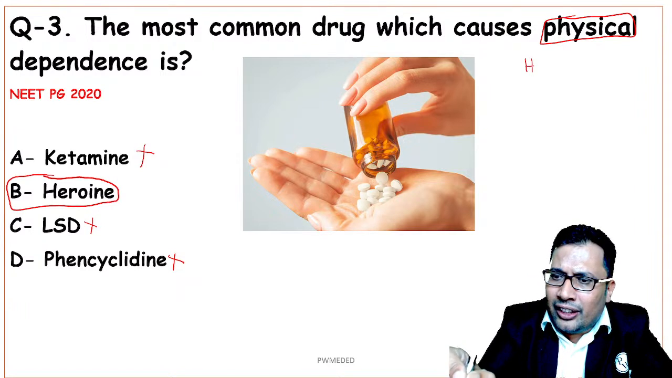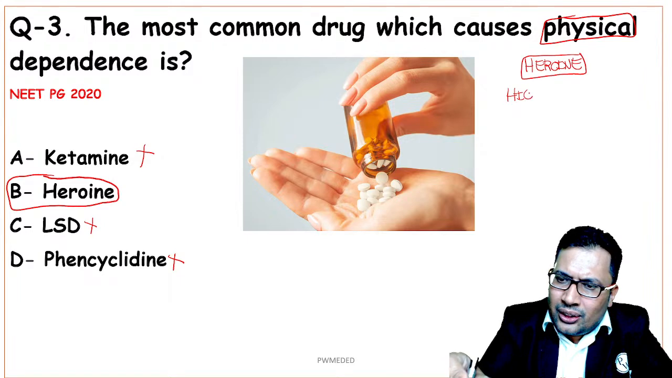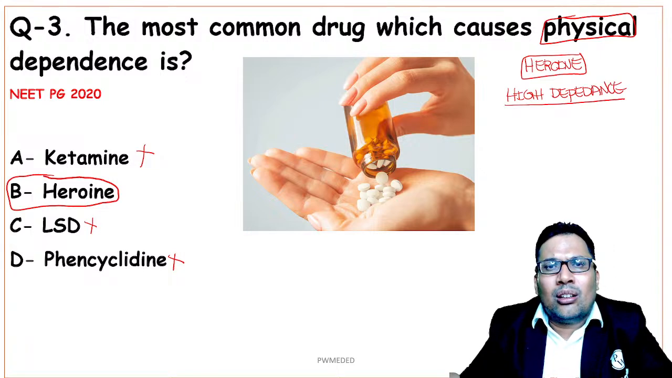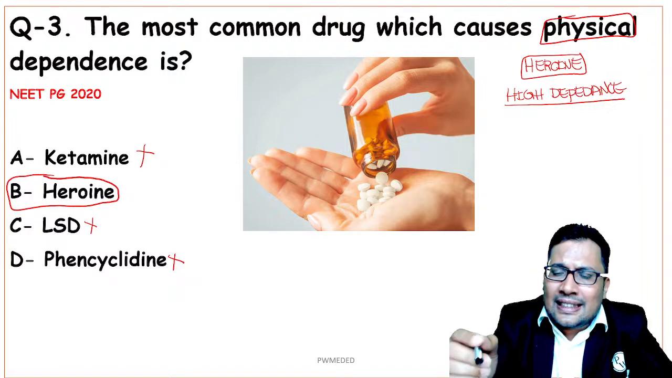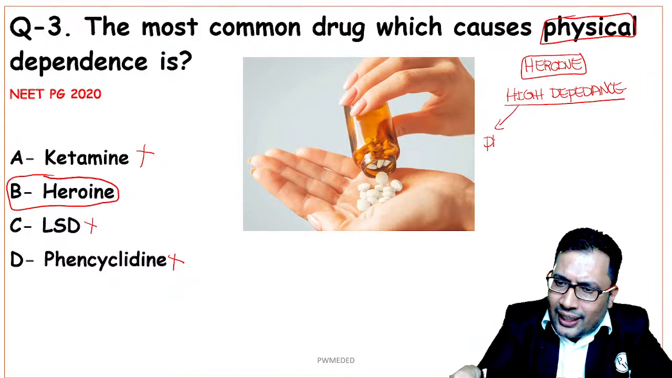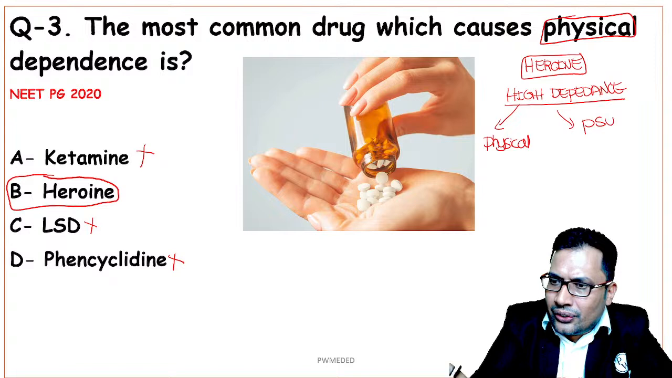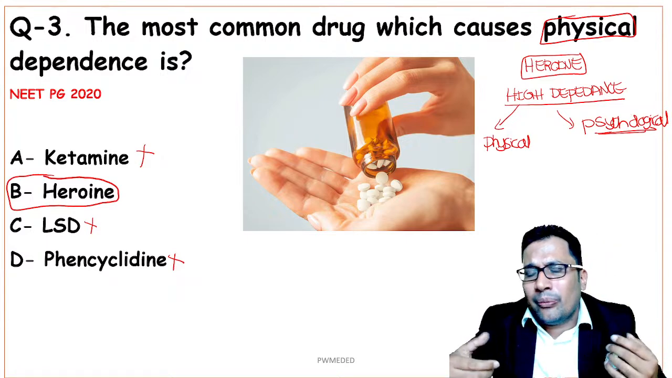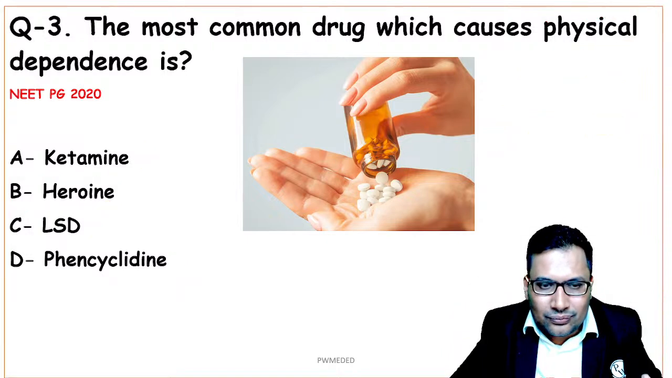Heroin is a morphine derivative, which causes very high dependence. The dependence can be physical dependence or psychological dependence. Now let me discuss this heroin, because this is very commonly asked in the exam.